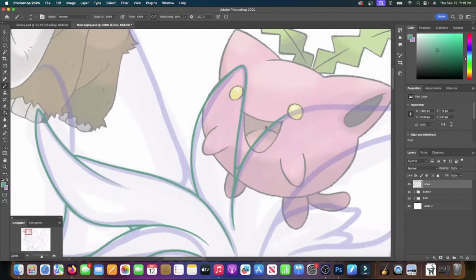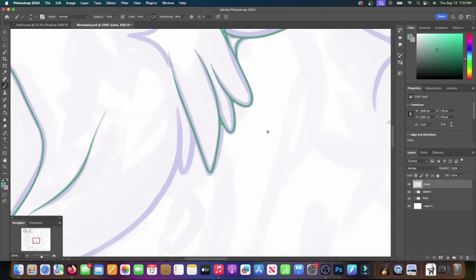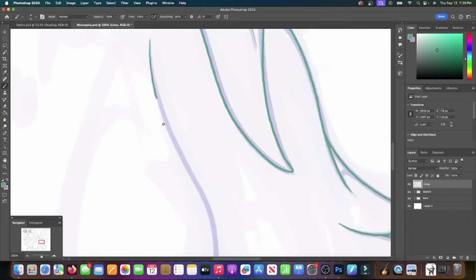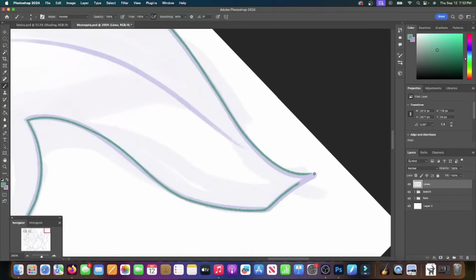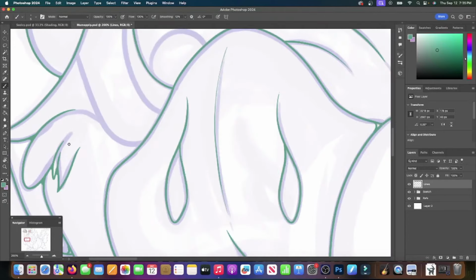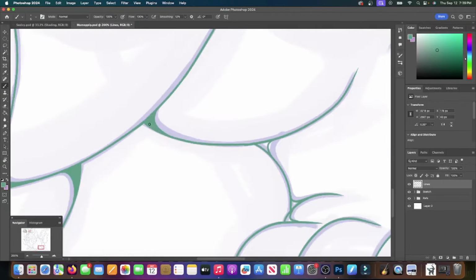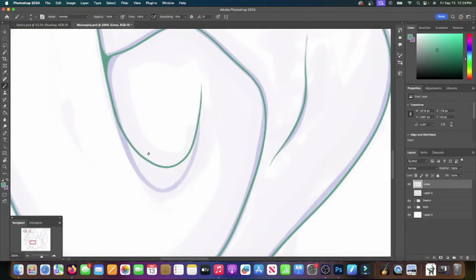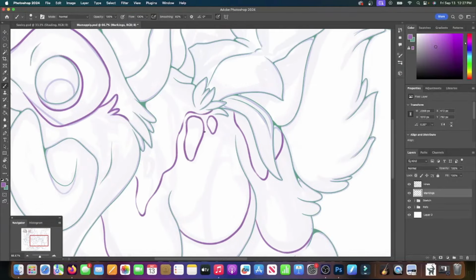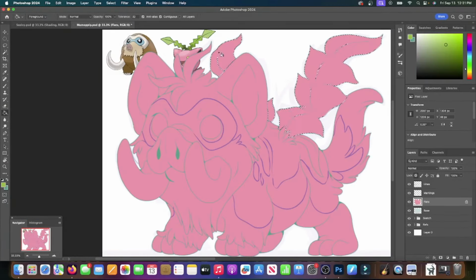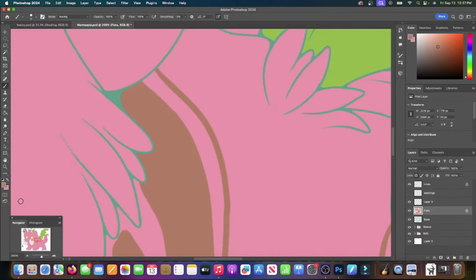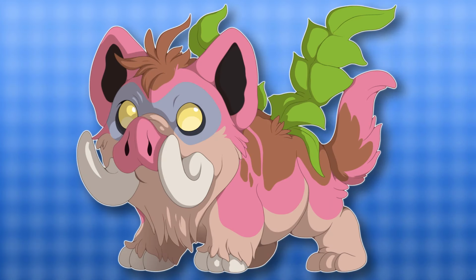Other than that, the face is all Mamoswine: the pig snout, the tusks, the face markings and eye mask, and even the under eye bags. Since Mamoswine's a pig mammoth hybrid and Hoppip is very, very pink, I figured the main body can just be pink to lead into the pig look. I'm also pulling in some of the tans and browns from Mamoswine and blending them with Hoppip's pink so the colors look better together. And with that, Mamoppip's complete.